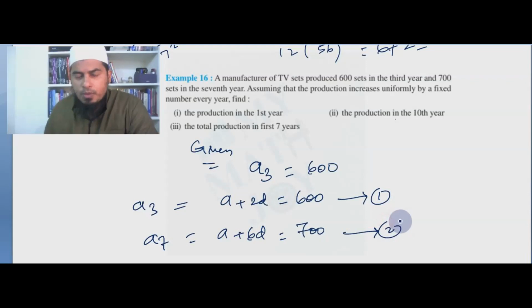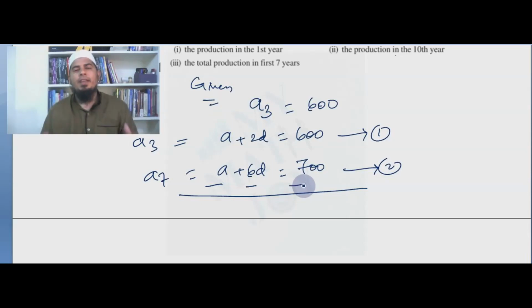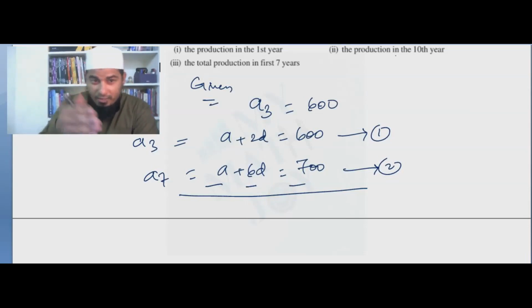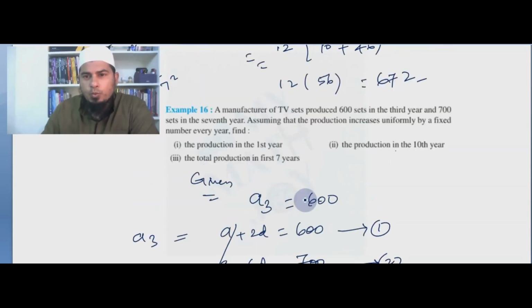Equation number 2. What happens now when I subtract? Why am I doing this? When this information is given, I got a linear equation in 2 variables. Whenever we get a linear equation in 2 variables, solve it by elimination. And when they are telling me to solve by elimination, they are ready made to be cancelled. 2d minus 6d is minus 4d, and 600 minus 700 is exactly minus 100.